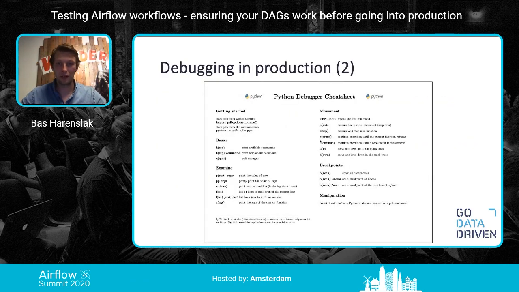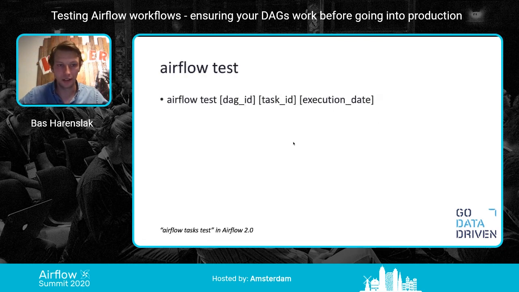If you're looking for all the commands, I would suggest to Google Python PDB cheat sheet, and you will probably end up on this thing. There's a couple of keys to learn by heart, and then you can debug on the command line. And in Airflow 2.0, they refactored the whole CLI to be more consistent and make more sense. And as a result, airflow test became airflow tasks test in 2.0.